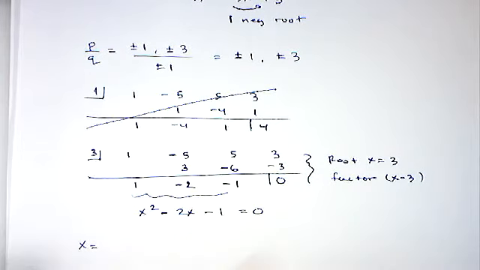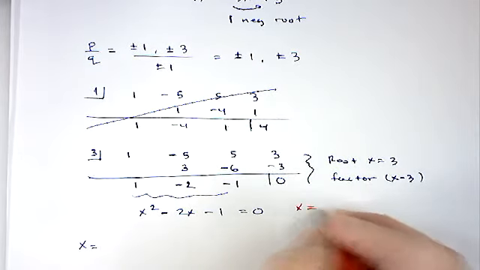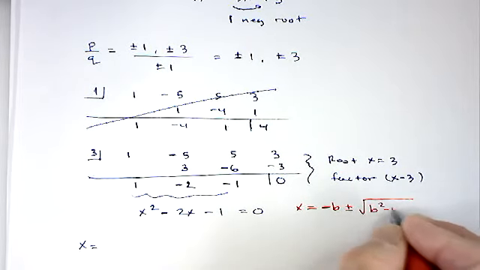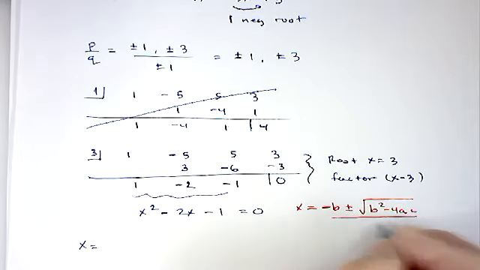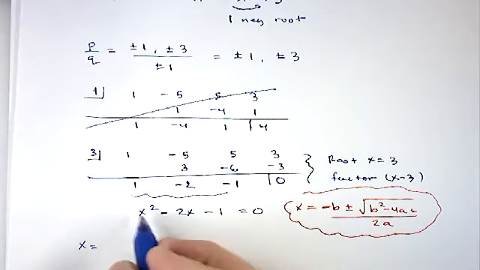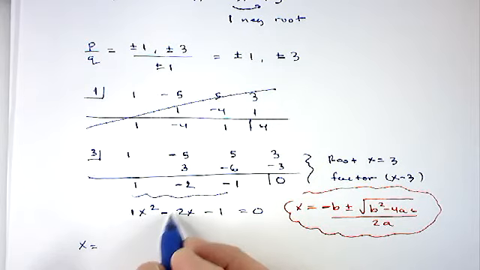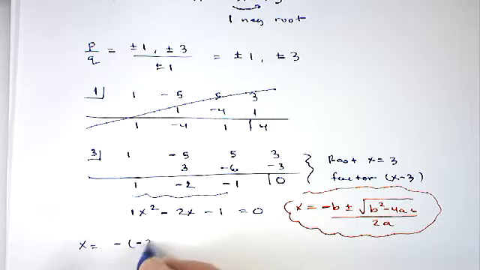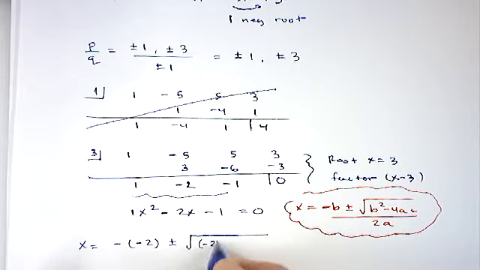X equals, here, we'll write the quadratic formula, negative b plus or minus the square root of b squared minus 4ac, all divided by 2a. Remember, your a is your coefficient of x squared, your b is the coefficient of x, so b is negative 2, and that's your c. So we're going to have the negative of negative 2, negative b, plus or minus the square root of b squared minus 4 times a times c over 2a.